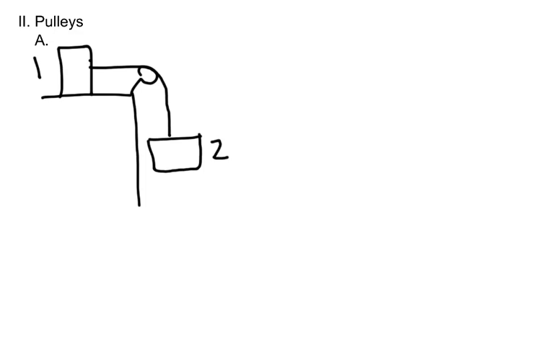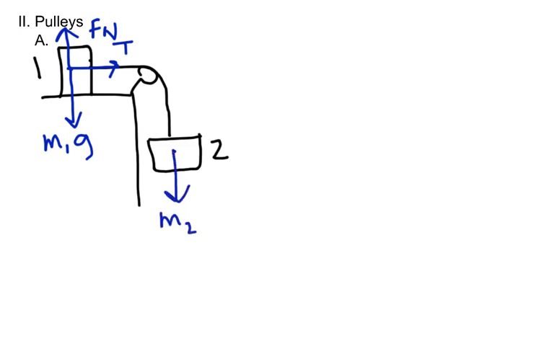So the first thing we want to do is draw a free body diagram on each object. So on object 1, we have the weight acting down, m sub 1 g. We have a normal force acting upward, F sub N. And we have a force of tension pulling to the right from the rope. On mass 2, we have the weight of the mass, m sub 2 g, and we have a force of tension pulling upward from the rope.